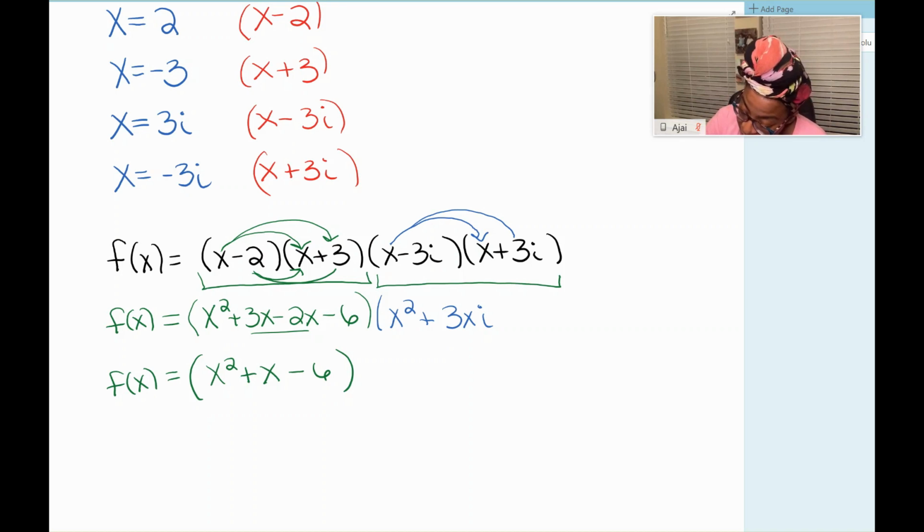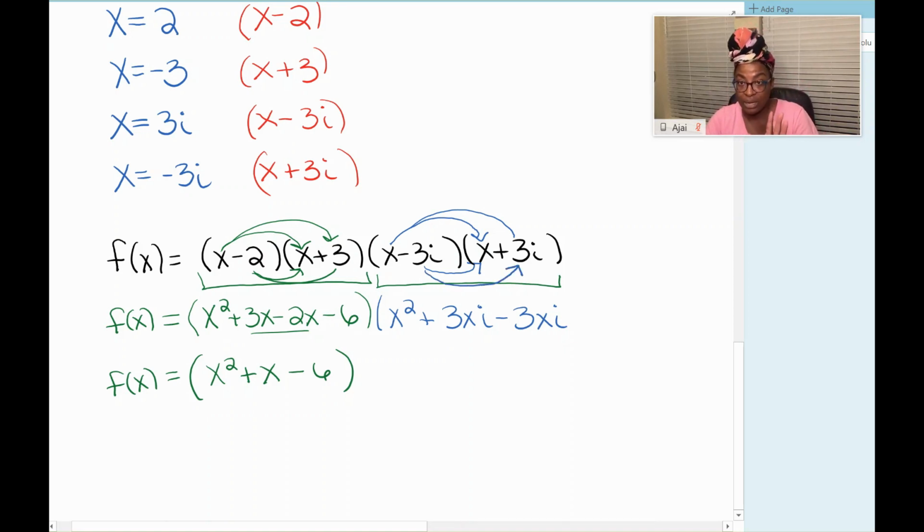3xi. Then I'm going to take the negative 3i and I'm going to multiply times the x. That's going to be minus 3xi. Just put them all side by side. I usually put the i all the way at the end. Sometimes you may see the i right after the 3, and that's fine. It's the same thing, okay? And then I have negative 3i times positive 3i.